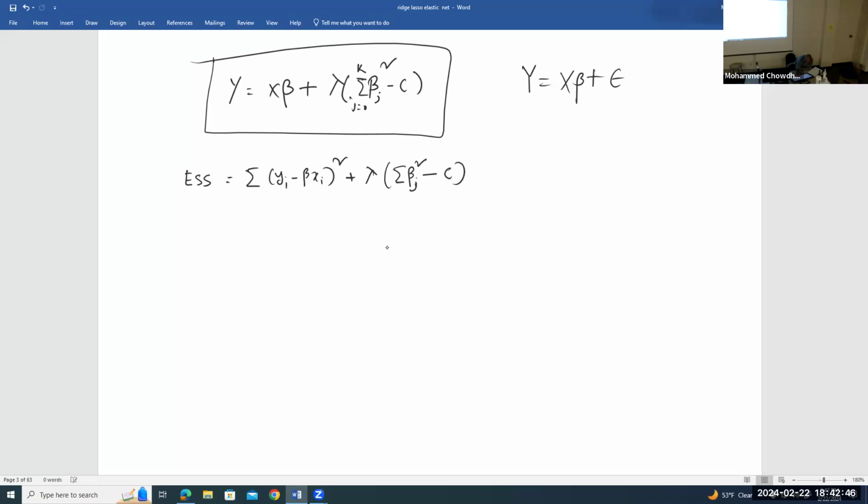So in this case, if you start plugging i equal to 1 to n, suppose there are n observations, and then you can write how many x's are in there. All of those things you can consider in here. You can also put here beta j, something like that.